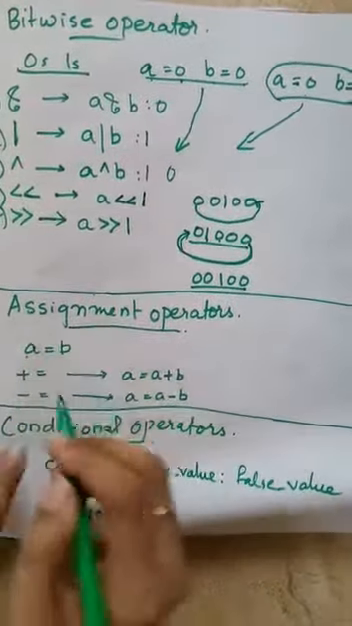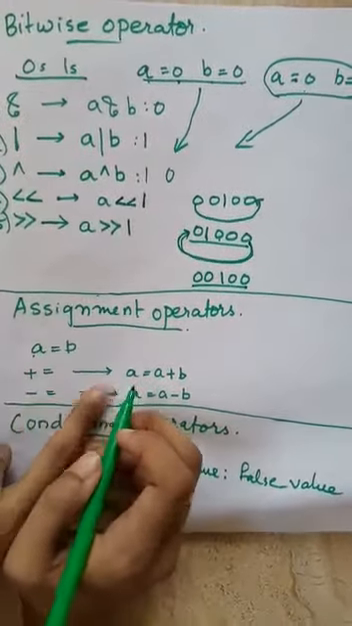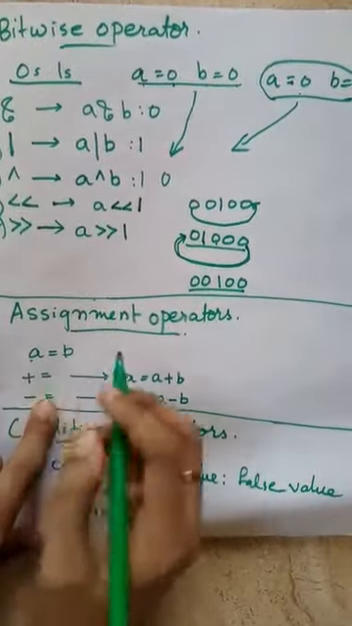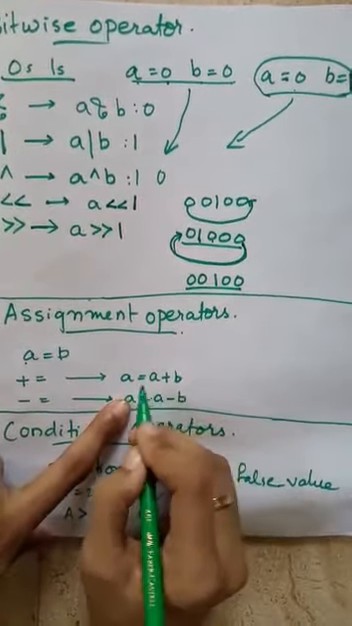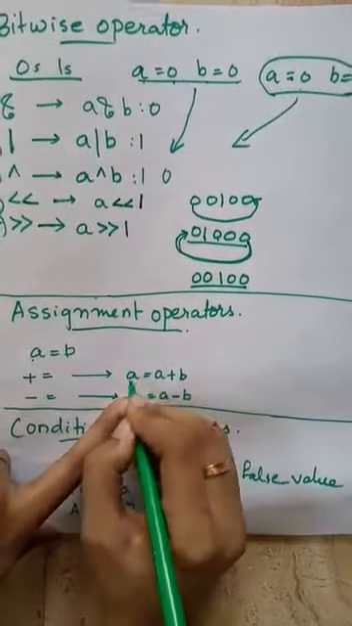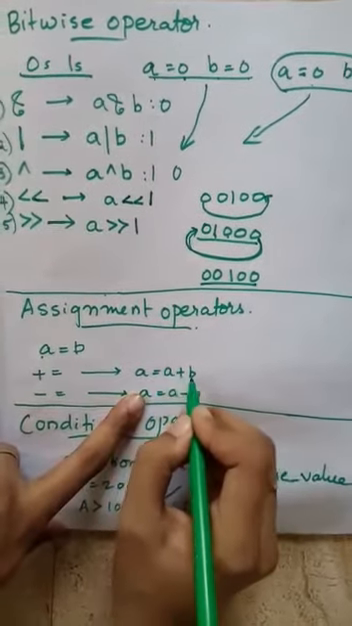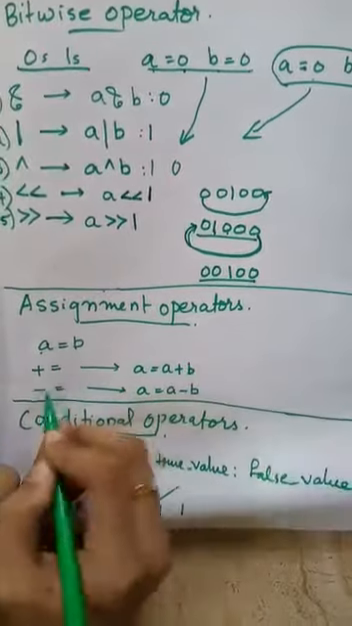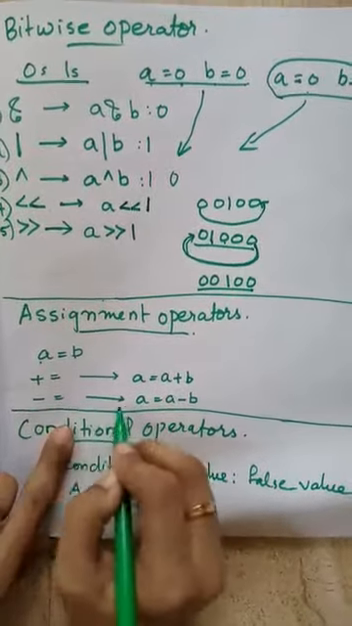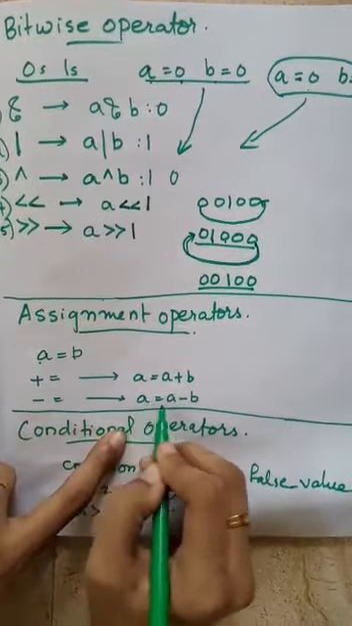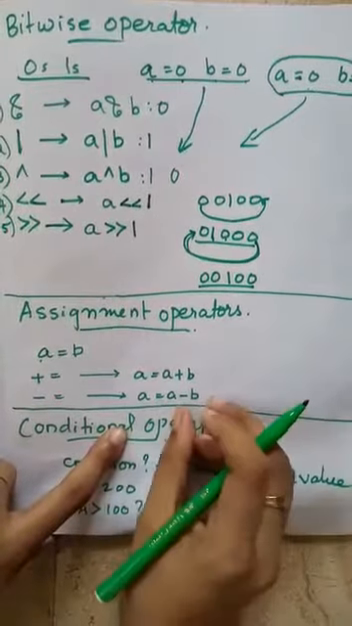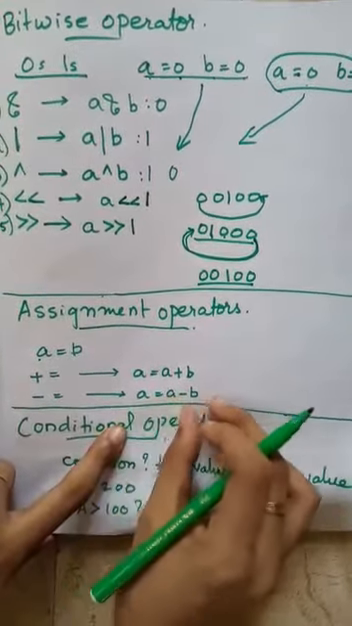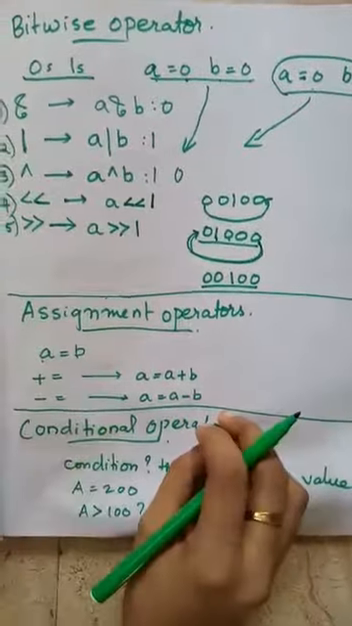In the assignment operator, we also have plus equal to. Plus equal to is the same as A is equal to A plus B. That is, we are adding something to itself, so to A we are adding B. Similarly, we have minus equal to. Minus equal to is the same as A is equal to A minus B. That is, we are removing something from A itself.